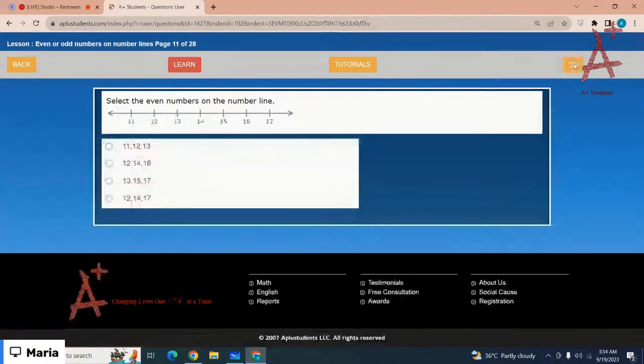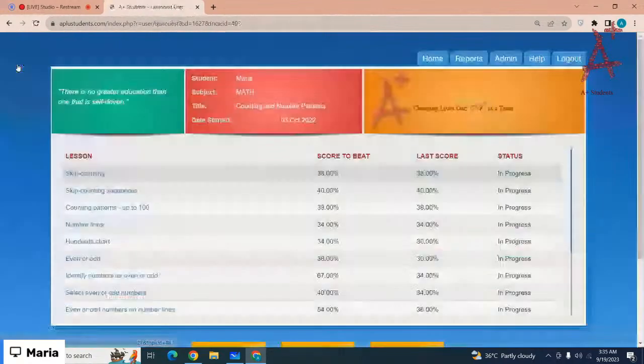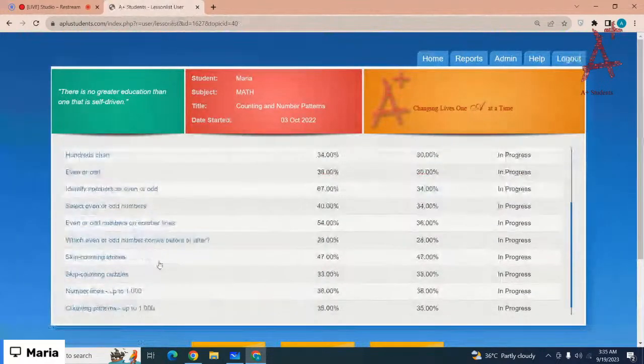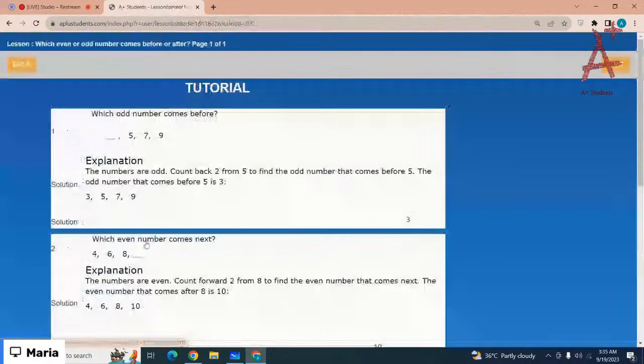Okay, you can complete the lesson by yourself later today. Let me just start with the next one. We have already done the concept. You just have to do the practice questions, right? The lesson is which even or odd number comes before or after, right?